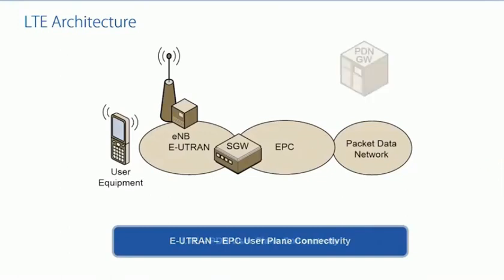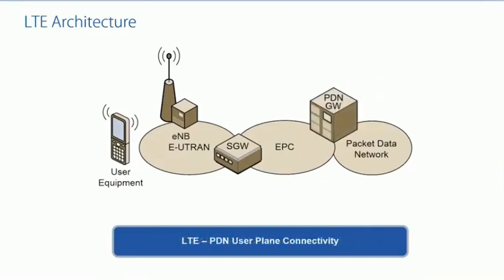As we move further into the core, we encounter the packet data network gateway. This is our connectivity between the evolved packet core and the packet data network. And collectively, the eNode B, the serving gateway and the PDN gateway form our user plane, as we will see shortly. So this is all user plane orientated at this time.